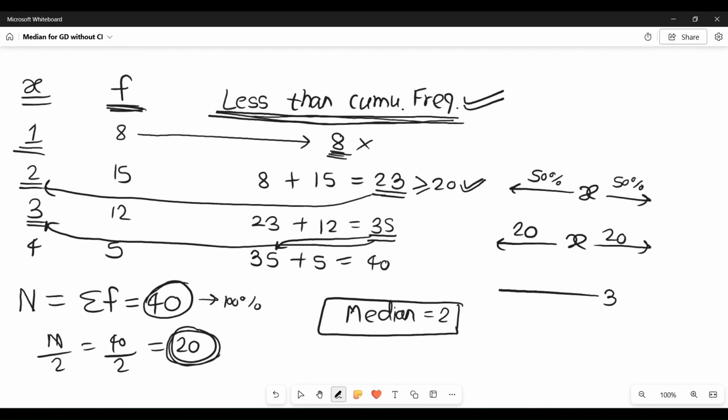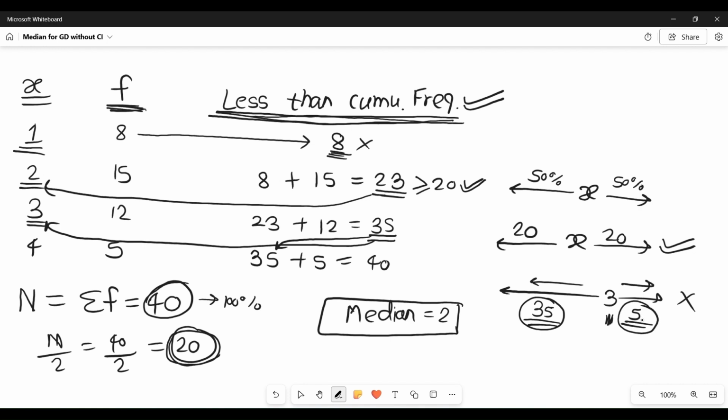3 will come somewhere here, which does not divide the dataset into two parts. Median is the value that should divide the dataset into two parts, 50-50. But here we know that for 3, there are 35 data points which are less than or equal to 3. That means below that 3, 35 data points are there, and above, 5 are there.